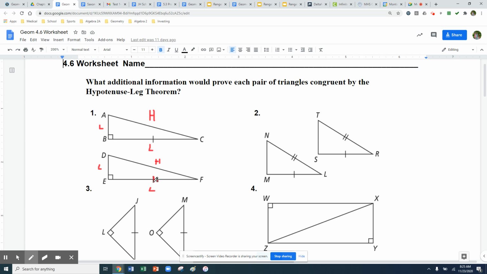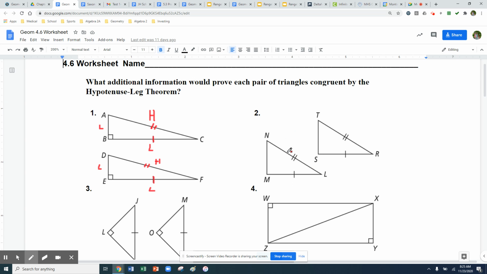Well, if we have this side marked congruent to this side, we've already got a leg. So with the hypotenuse leg theorem, you then just need the hypotenuse. So there's your hypotenuse right there. So if you can prove that that side is congruent to that side, so I'm just going to show with markings, those two sides are congruent, then you can now start to use the hypotenuse leg theorem.